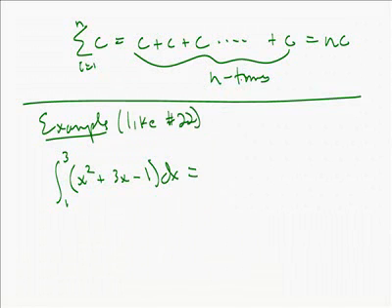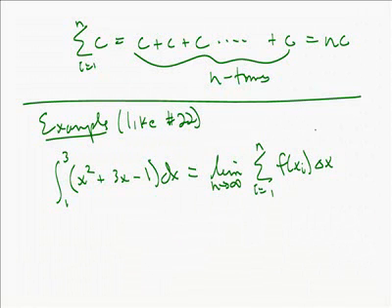The instructions here say that we want to use equation 3 to evaluate this. Now, equation 3 says that the integral is equal to the limit of the Riemann sum. So this is going to be the limit as n goes to infinity of the sum i going from 1 to n of f of x_i delta x. Now we have to figure out what f of x_i is and what delta x is. Well, we're going from 1 to 3, so delta x is going to be b minus a over n, 3 minus 1 over n, which is 2 over n.